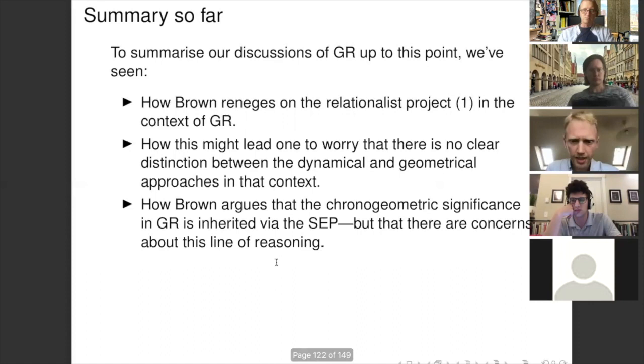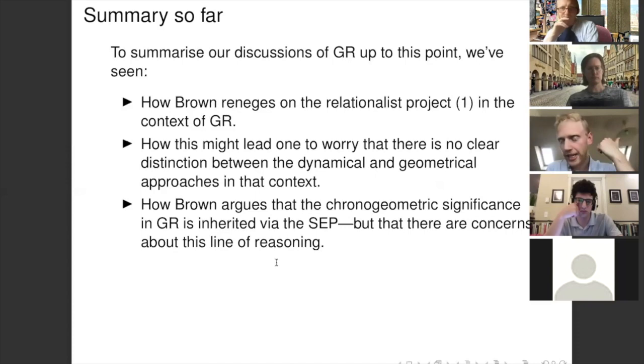We have also flagged, though, that there is opportunity for someone to follow through with the regularity relationalist version of the dynamical approach in the dynamical space-time context. The next point, Harvey Brown has argued that the chronogeometric significance of the metric field in general relativity is inherited via the SEP. We've seen that. But there are concerns about this line of reasoning. People might say the SEP is not well-defined. They might say the SEP is actually redundant because you need to assume the existence of rods and clocks which read off intervals of the metric field anyway. Or you might think there are just better ways to go.